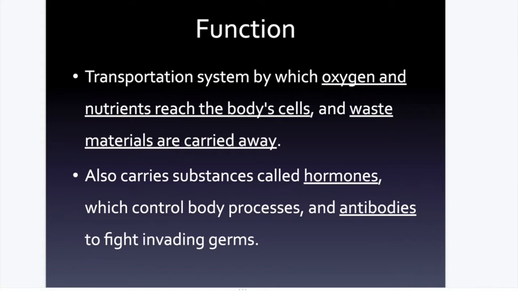So the cardiovascular system or circulatory system is essentially a transportation system. It's a way that your body is able to get oxygen and nutrients to the cells of your body and get waste materials from your metabolism, or you're using your food to make energy, as well as carbon dioxide, carried away from the cells of your body. It's also going to carry substances that we call hormones, which control different things happening in your body, as well as carrying antibodies, which help to fight off infection.